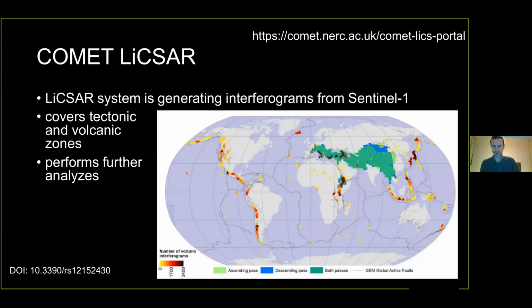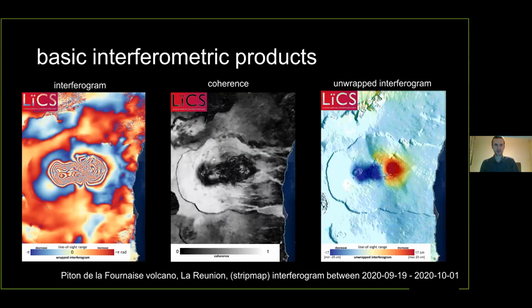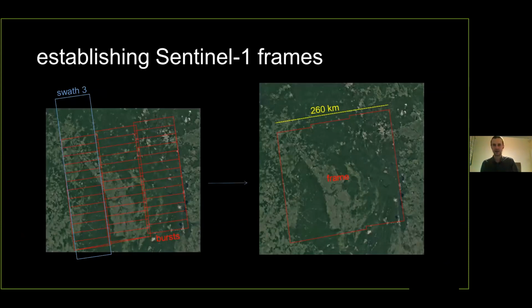Okay. So this is basically the product that we generate within the LiCSAR system. We do interferograms, coherence, and unwrapped interferograms. On this example, you can see a deformation at volcano Piton de la Fournaise in La Reunion. You can see that by product called coherence, we can actually identify lava flows.